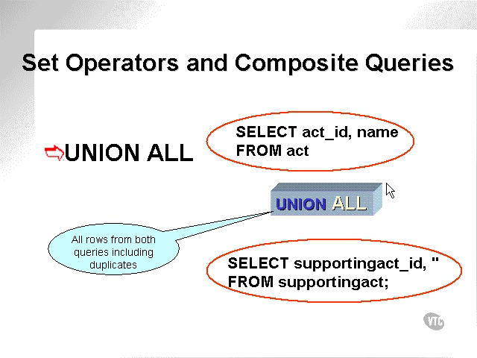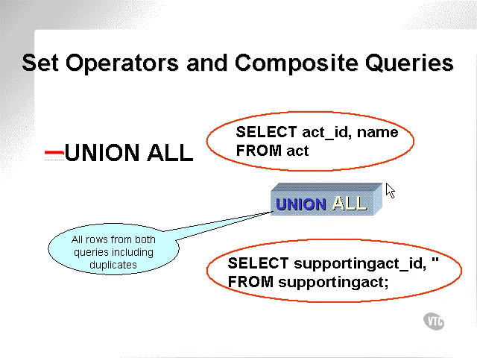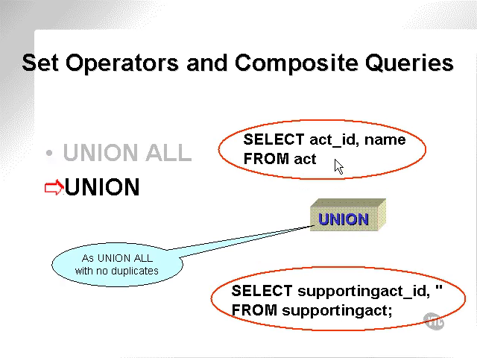Set operators and the composite queries they produce. There are 4 set operators: union all, union, intersect, and minus. What does union all do? Union all will take a combination of 2 queries and include all the rows, including any duplications. In other words, duplications between both tables that have exactly the same values. Both will appear. Union simply removes those duplicates.